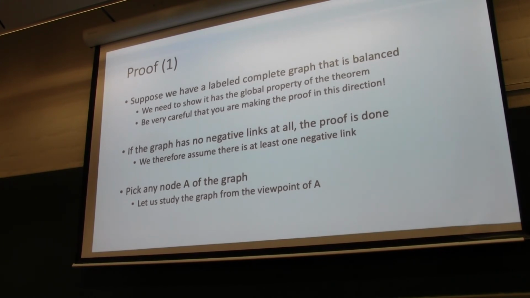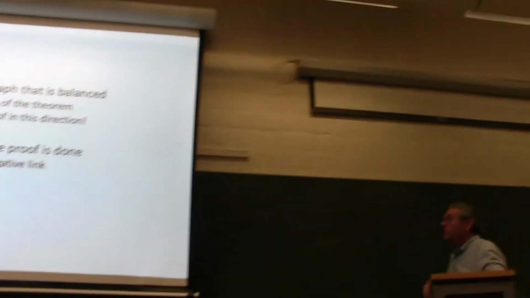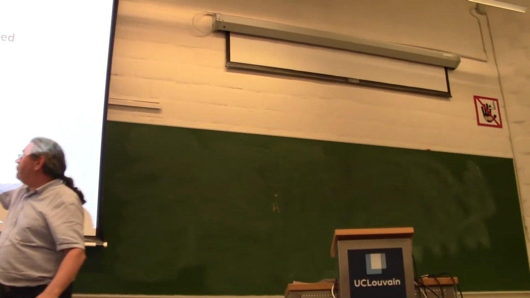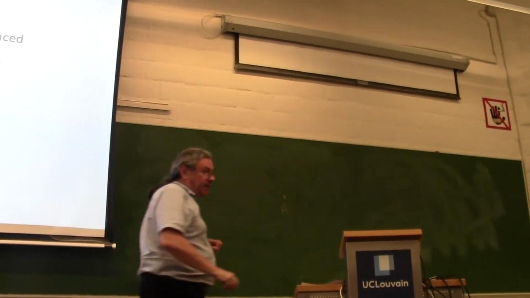Okay, now, how do we prove it? Usually when you want to prove something, you need to add some structure, because now we're in front of this unknown thing. So we add something: we pick a node A, any node A, and we will study the graph from the viewpoint of A.